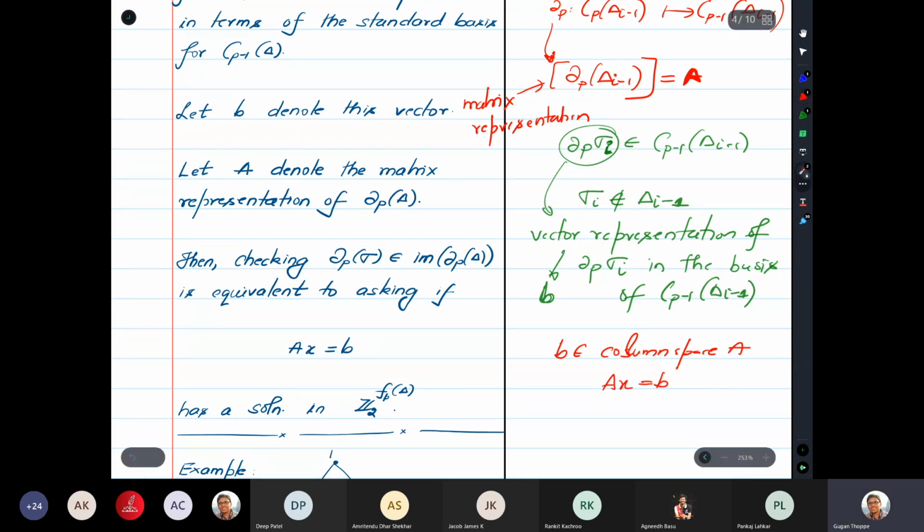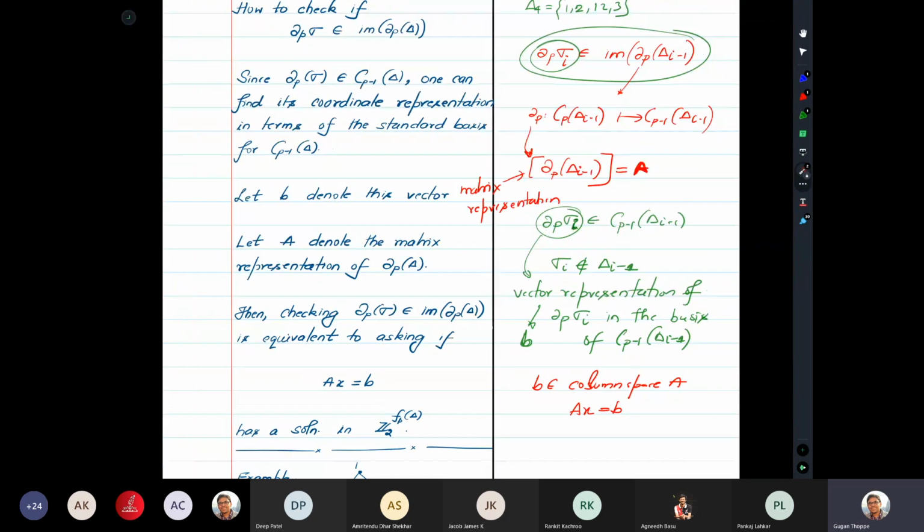Okay, so at the end of the day, the story is that if you want to check this condition, what you do is you take the vector representation of this. Let's call this B. You take the matrix representation of the boundary map ∂ on P of delta, I minus 1. If you call it A, our goal is to solve this system of equations, right?